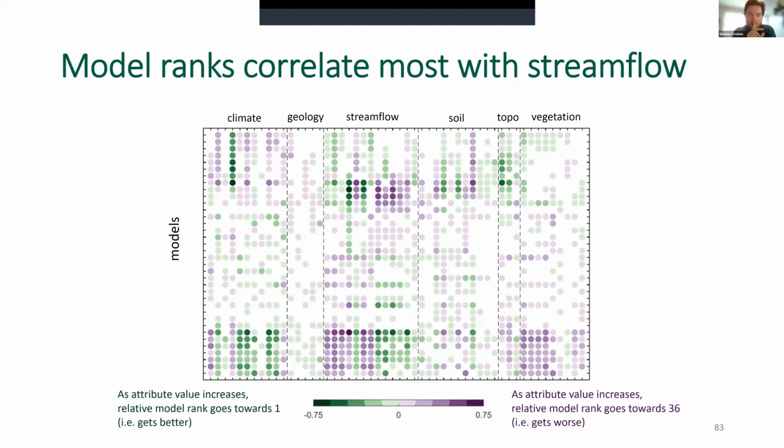These CAMELS attributes have some strong cross correlations. So most of the vegetation attributes correlate quite strongly with the aridity attributes. If a catchment's more arid, most of the vegetation attributes tend to go down. And similarly, if a catchment has quite high elevations, you tend to see more snowfall. So these internal correlations make it a little bit more difficult to determine which of these attributes you should be looking at and which ones are, you know, more or less the same.